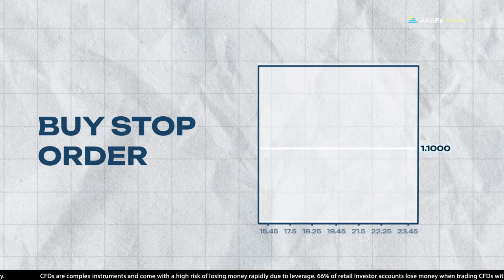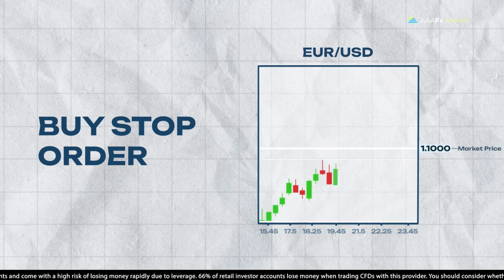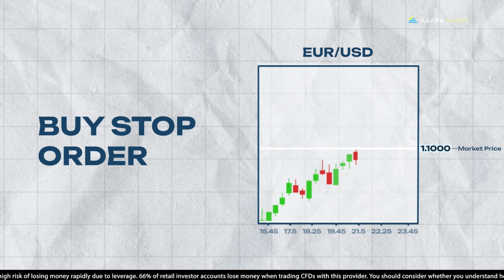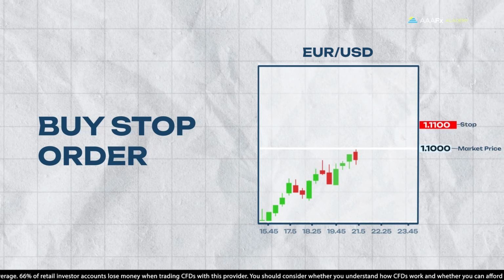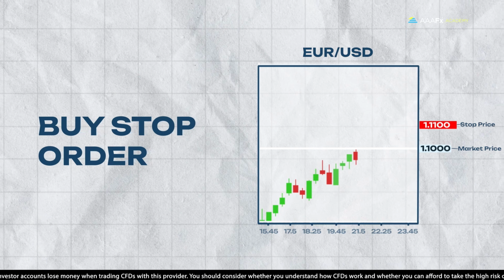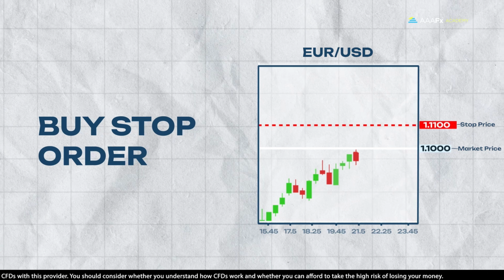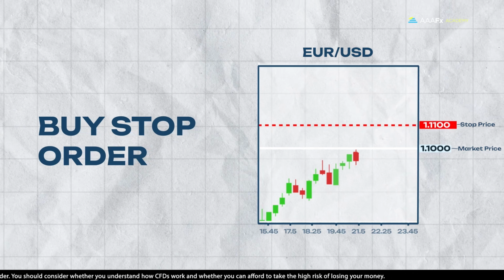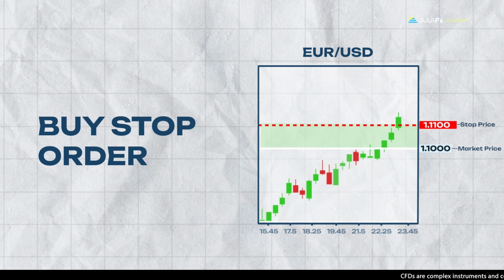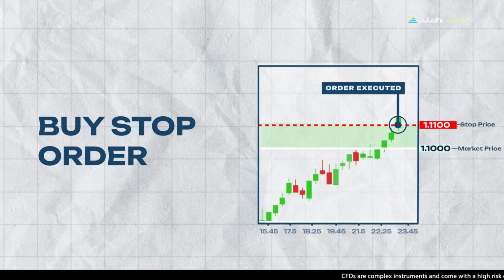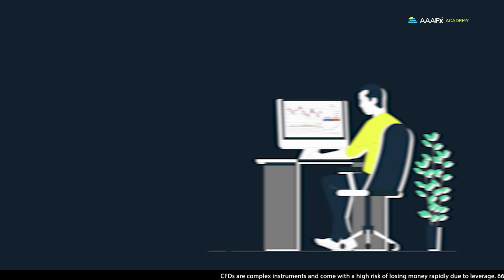Let's make this crystal clear with an example. Imagine Euro USD is trading at an ask price of $1.1000 and you're betting that it'll keep soaring once it conquers the resistance level at $1.1100. So you place your buy stop at an ask price of $1.1100. If the ask price ascends to $1.1100 or higher, your order takes off automatically. But if your prediction doesn't align with the market's movement, your order stays grounded.